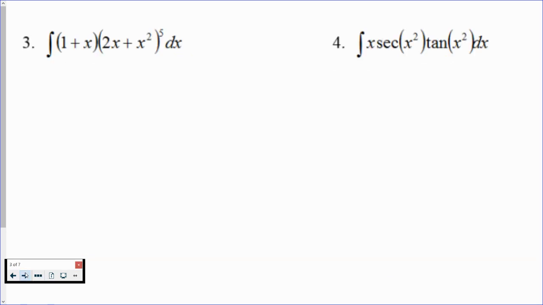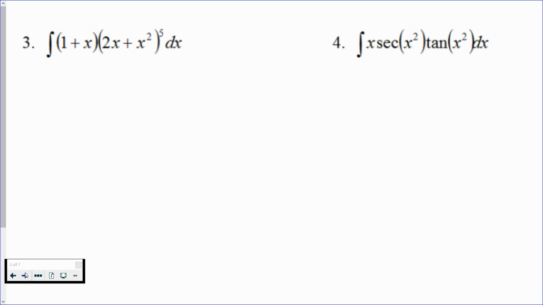Again, we have a product here. Now we have two items that are in parentheses. My hint here would be, first of all, is one more complicated than the other one? And is there a multiple of the derivative of one of them? Notice that 2x plus x squared is to the 5th power. So that one looks a lot more complicated than the 1 plus x.